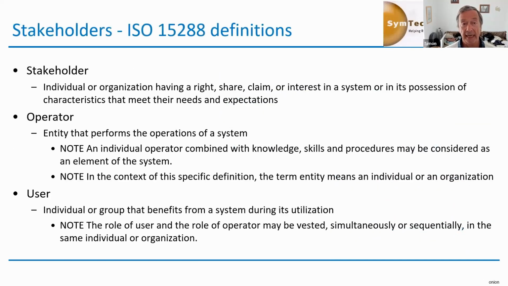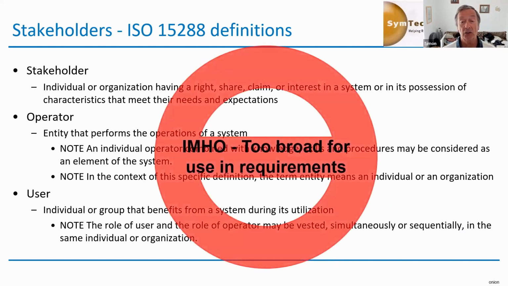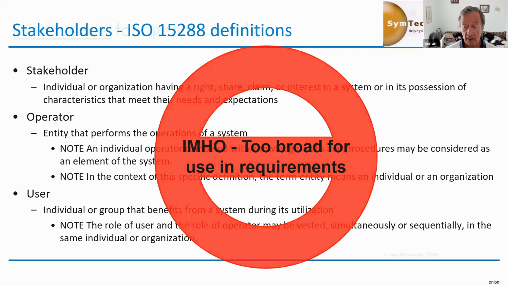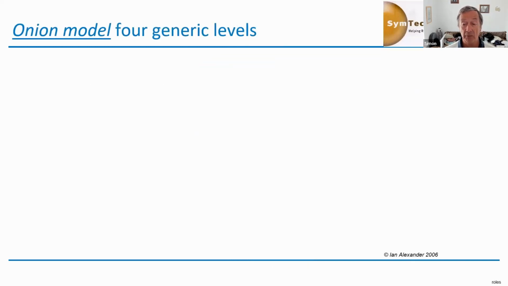So, stakeholders. This is the 15288 definition of stakeholders, and they identify operators and users. And in my humble opinion, that's far too broad a definition for use in requirement specifications. And so I tend to use a different technique. It's called the onion model. It was first described by Ian Alexander in 2006. And I'll just take you through how that works.